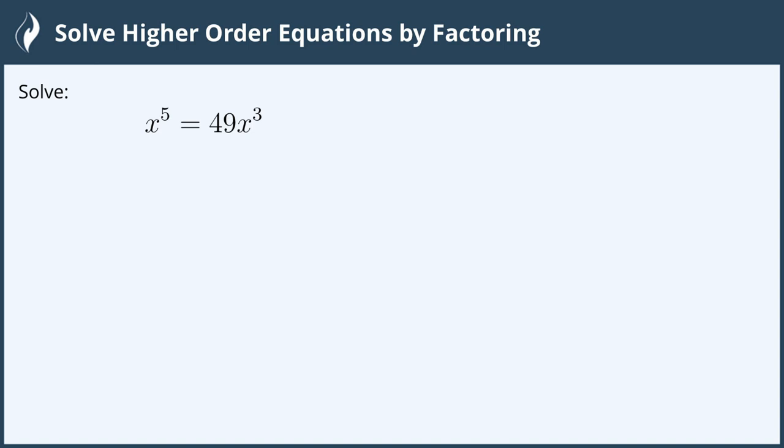It might be tempting to divide both sides by x to the third. However, when we divide by a variable, it gets rid of some of the answers. So we won't divide both sides by x to the third.